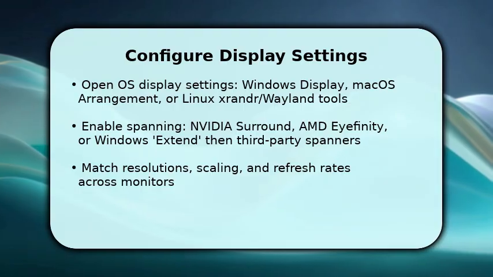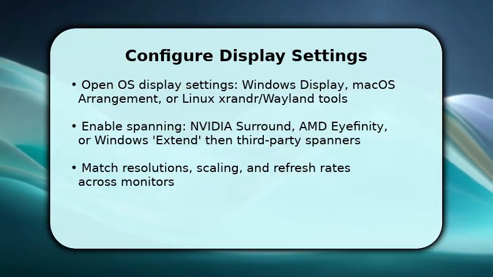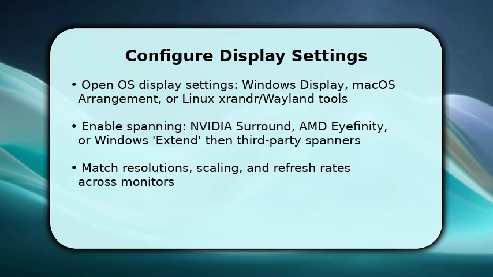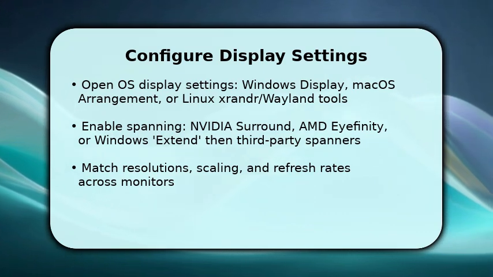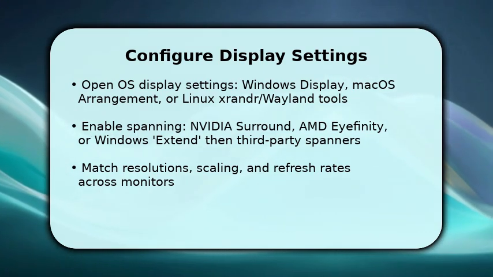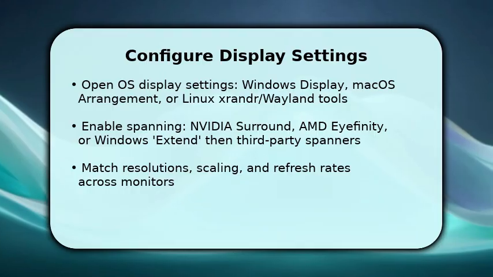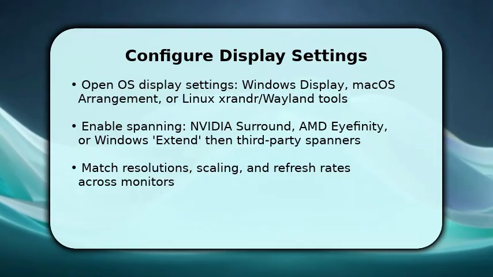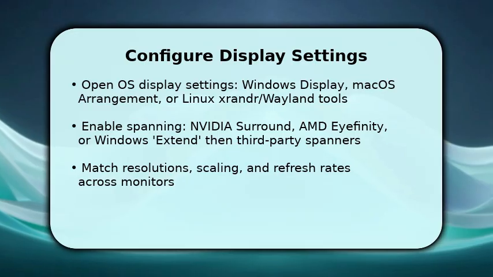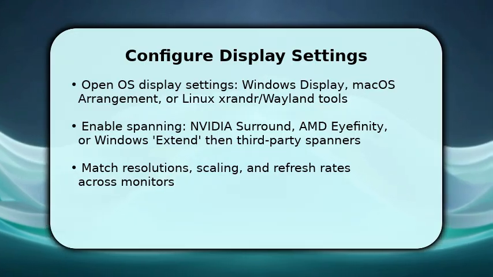If you need a single large desktop, enable GPU features like NVIDIA Surround or AMD Infinity, or use Windows Extend plus a window manager that spans. Make sure bezel correction and orientation are set to prevent cursor jumps. These steps align software with physical layout, producing a seamless desktop.